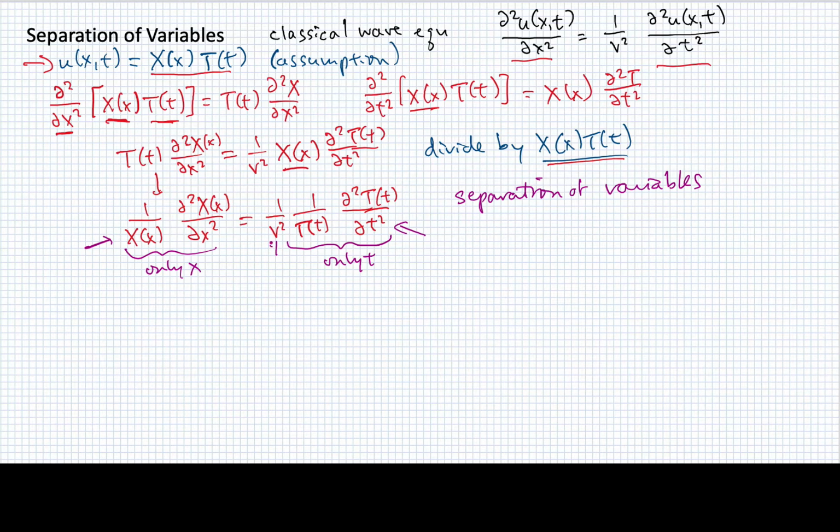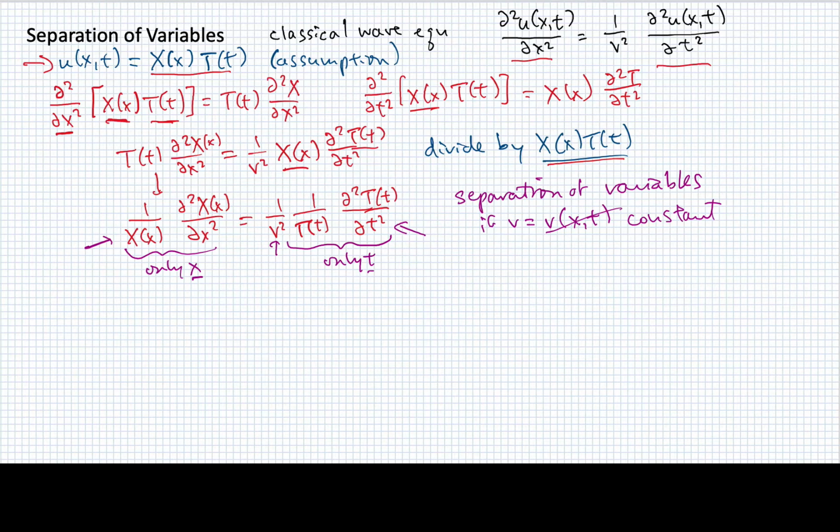Now I'll remind you again that we're going to assume that the velocity here is a constant. If the velocity was actually a function of both position and time, then we would not be able to do this. We would not be able to separate a part that has only x and a part that has only time. But since we have this equal to a constant, this is a perfectly valid way to proceed. All right, so now how would we deal with this?